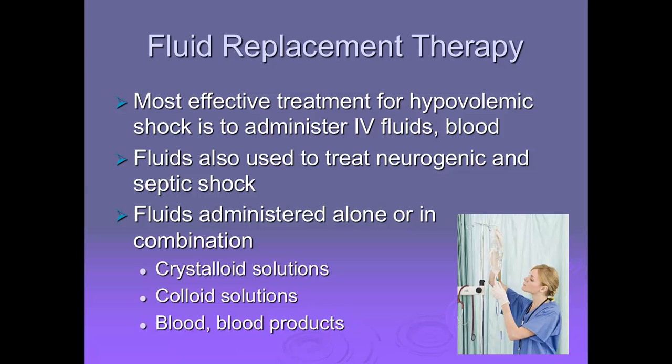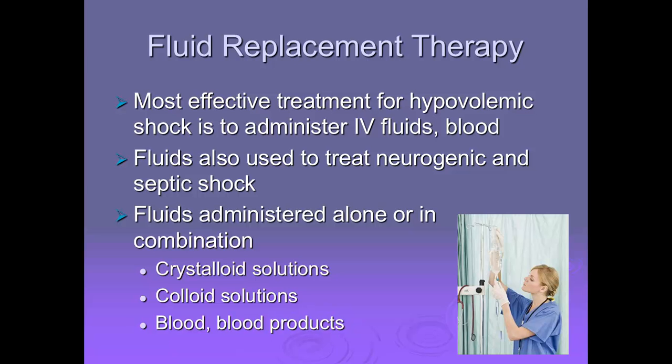Fluid replacement therapy. This is the most effective treatment for hypovolemic shock, is to administer IV fluids or blood. Fluids are also used to treat neurogenic and septic shock. Patients in cardiogenic shock may need fluid replacement or restriction depending on their pulmonary artery pressures. Fluids can be administered alone or in combination through 2 large bore IVs or a central line.